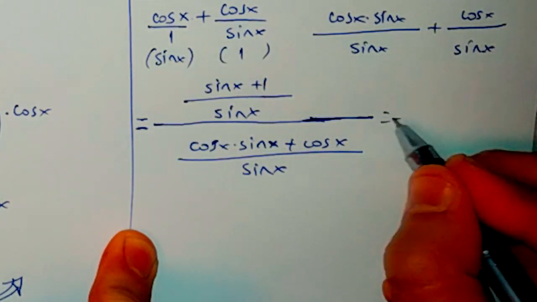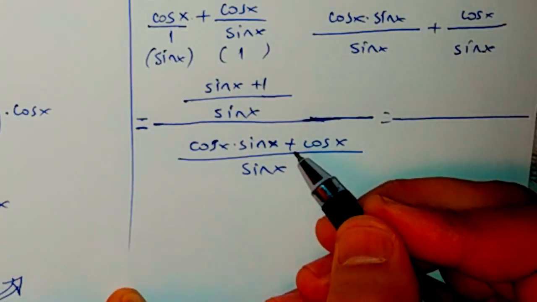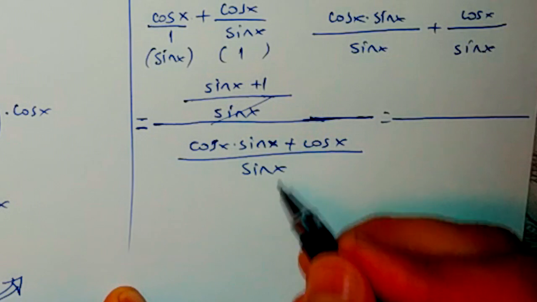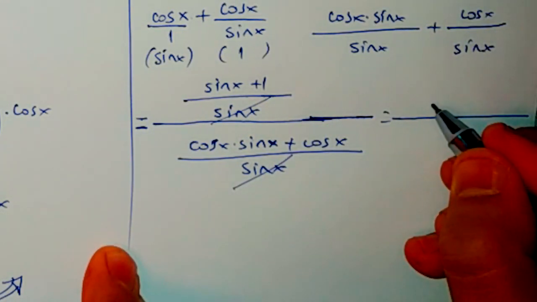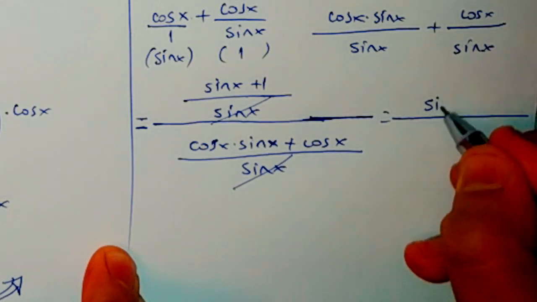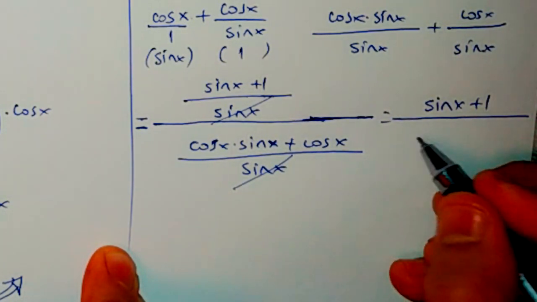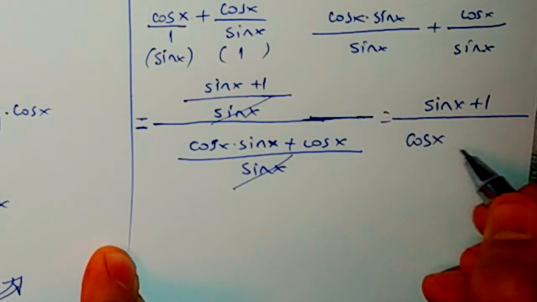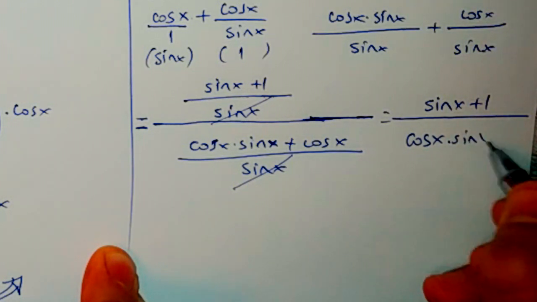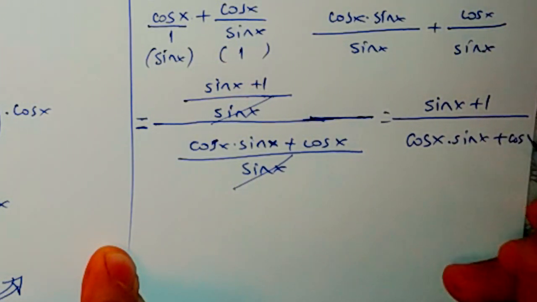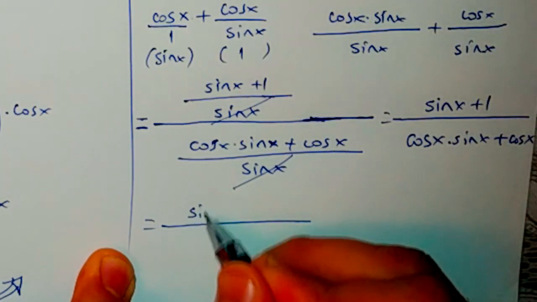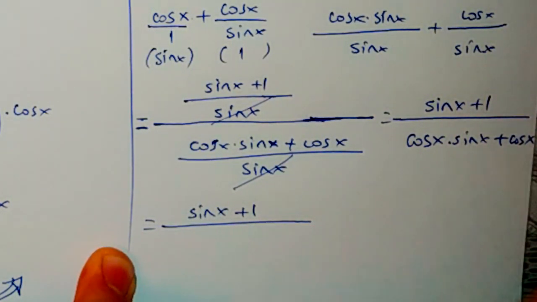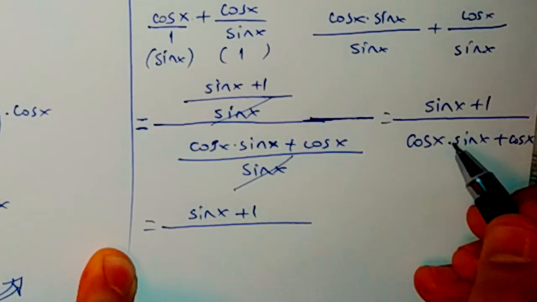Here I can make a cancellation like this, sine x by sine x, and in the end I will get an expression like this: sine x plus 1 over cosine x times sine x plus cosine x, is equal to sine x plus 1. What do you think?